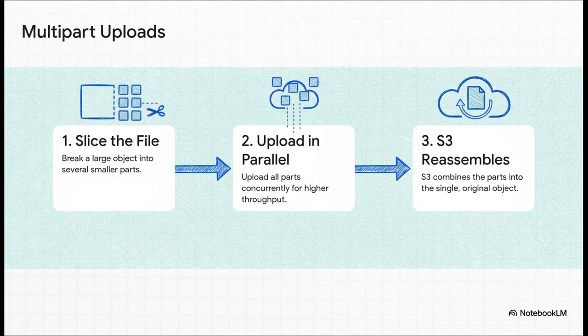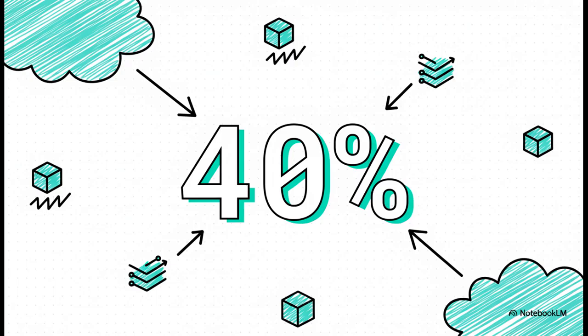The answer is a beautiful feature called multi-part uploads, and it's probably already built into the AWS SDK you're using. First, it takes that huge file and slices it into smaller, more manageable parts. Then, and this is the magic part, it uploads all of those parts at the same time, in parallel. Once all the pieces arrive safely on the other side, S3 just seamlessly stitches them back together into the original object. And the performance boost here is no joke. By using all of your available bandwidth at once with these parallel streams, you can see upload times drop by as much as 40%. It's huge. Honestly, for any file over, say, 100 megabytes, this should just be your default way of doing things.